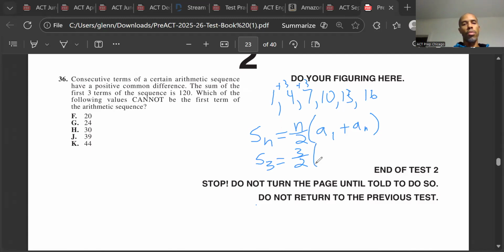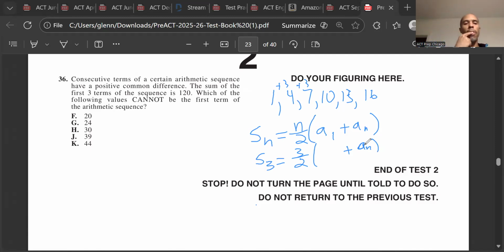And then the first term, we don't know. Well, we can substitute plus the nth term, which is the last term. We're definitely not going to know that. But we can plug in those answer choices and see which one of those it could be. 20 plus, we plug in 20. I think it's got to be something that you can multiply by 3 over 2.